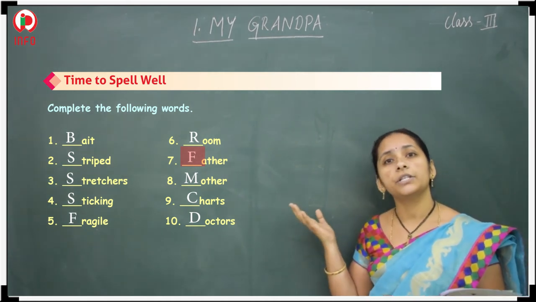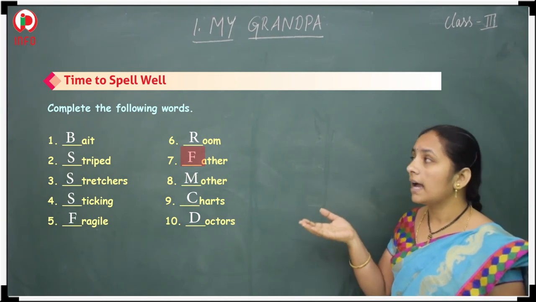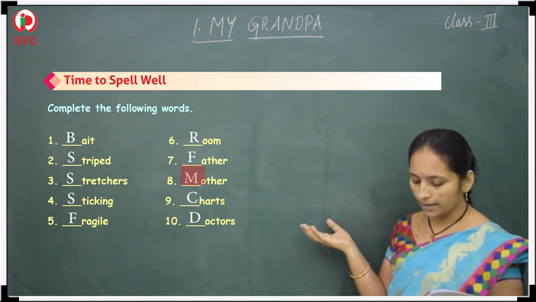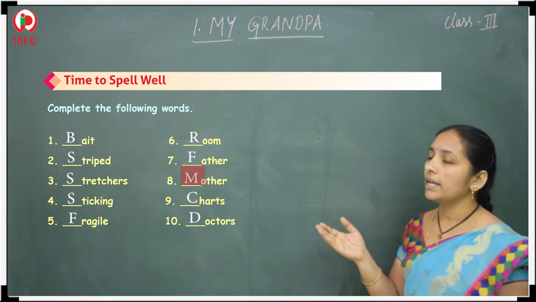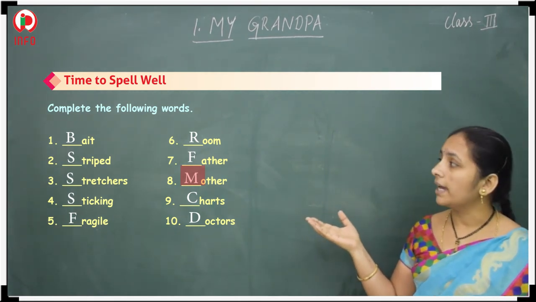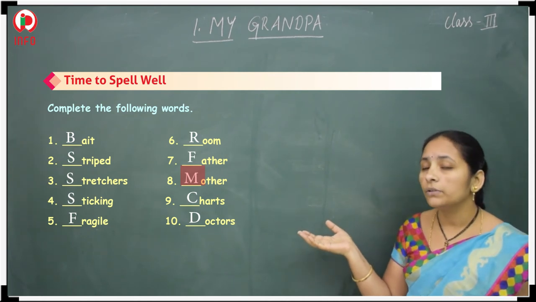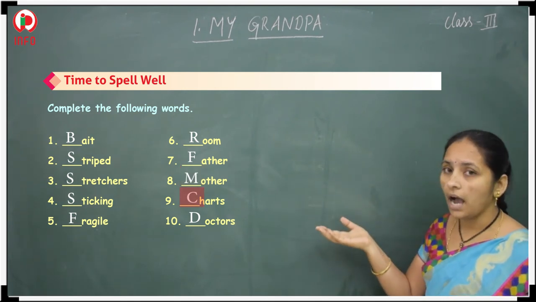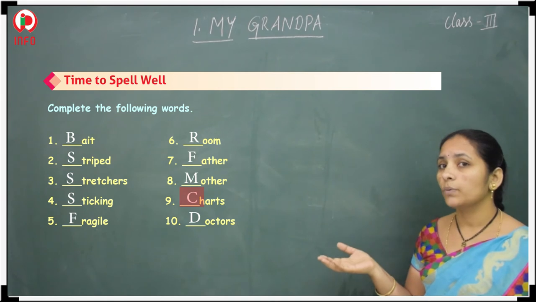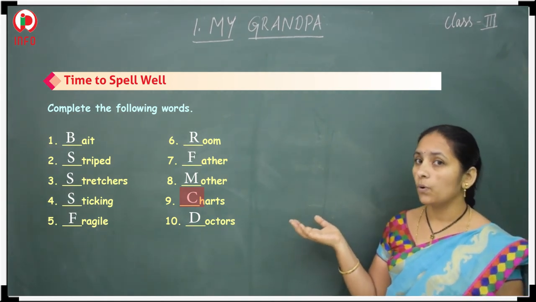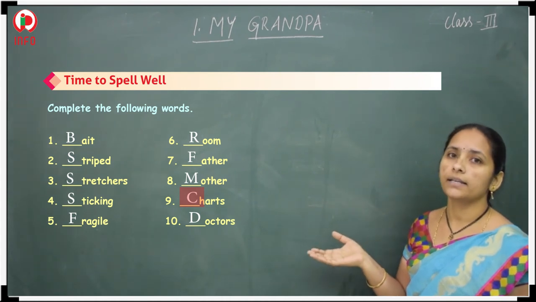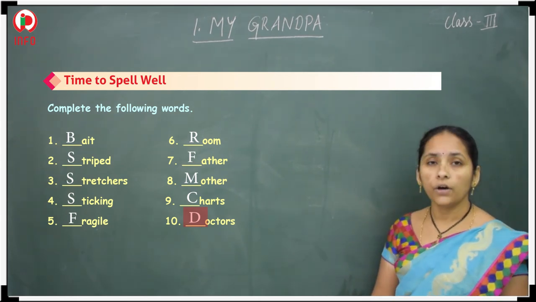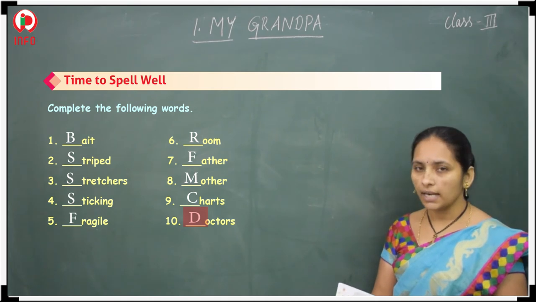And see the next one, dash O-T-H-E-R. Father, we got it. Now here, dash O-T-H-E-R. Yes, mother, M-O-T-H-E-R. And see the next one, dash H-A-R-T-S. What do the doctors and nurses have in their hands? Yes, charts, C-H-A-R-T-S. And see the next one, dash O-C-T-O-R-S. Who are those? Yes, doctors, D-O-C-T-O-R-S. All these words are from the lesson only.